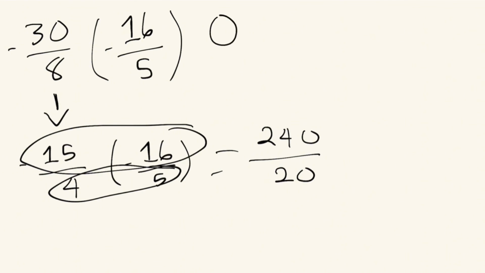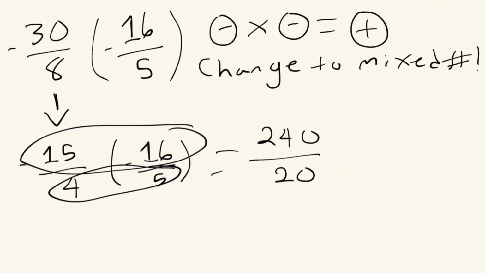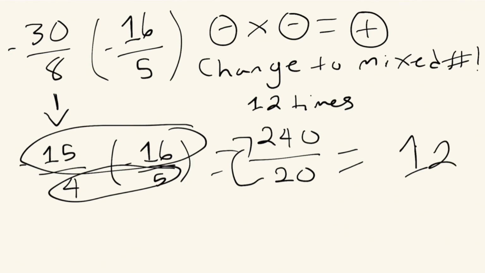Now, since obviously a negative times a negative equals a positive, our answer is still going to be positive. Since we have mixed numbers in our problem, we'll change our answer to a mixed number, so 20 can go into 240 12 times, and so our answer is 12.